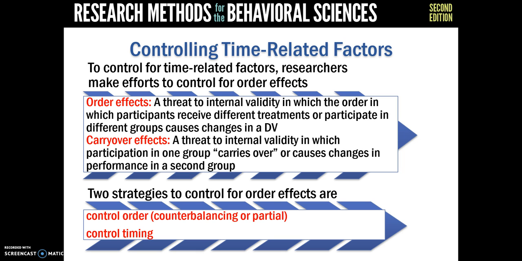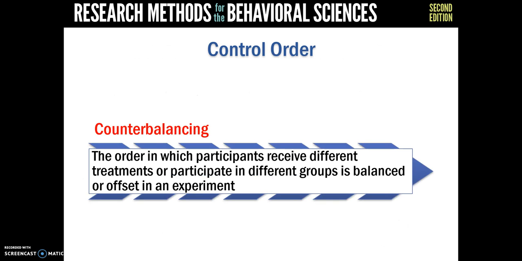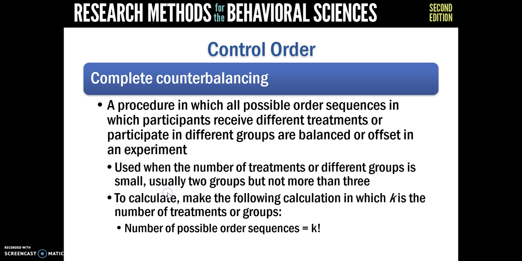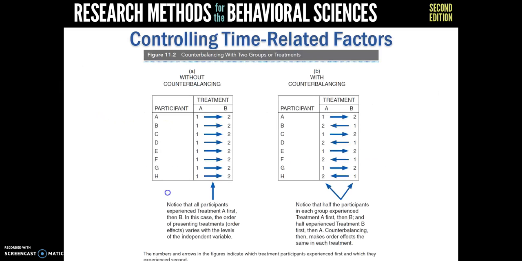Because one treatment can carry over. That's what carryover effects are. One treatment can carry from one group to the next, and to the next. So you want to make sure that doesn't happen. In order to counter these effects, we use something called control order and control timing. Control order is counterbalancing. Let me show you what counterbalancing looks like. An example is here.